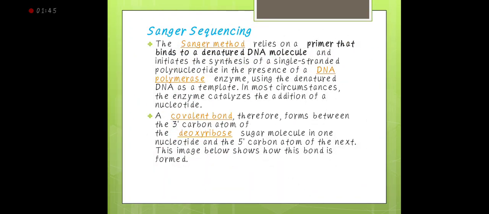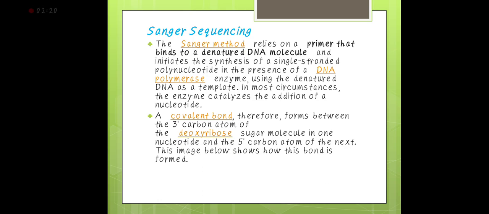Sanger sequencing. The Sanger method relies on a primer that binds to a denatured DNA molecule and initiates the synthesis of a single-stranded polynucleotide in the presence of DNA polymerase enzyme, using the denatured DNA as a template. In most circumstances, the enzyme catalyzes the addition of a nucleotide. A covalent bond therefore forms between the 3' carbon atom of the deoxyribose sugar molecule in one nucleotide and the 5' carbon atom of the next.